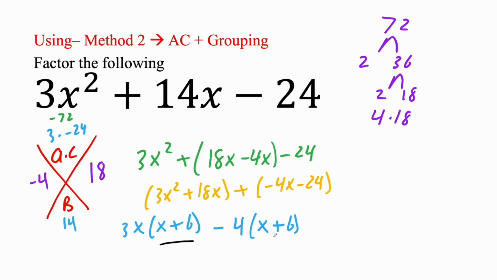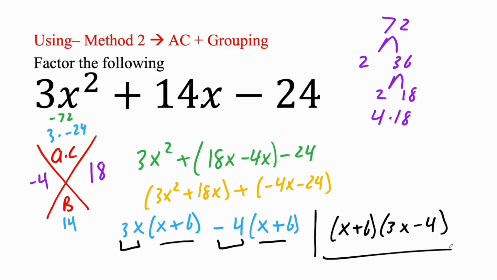So we have x plus 6, x plus 6. Because it's a match, we go ahead and copy it one time. So x plus 6. Then we do the leftover pieces. 3x minus 4. And this right here is our final answer.